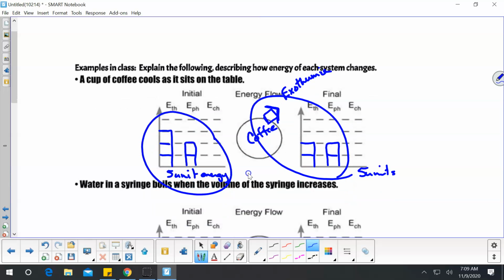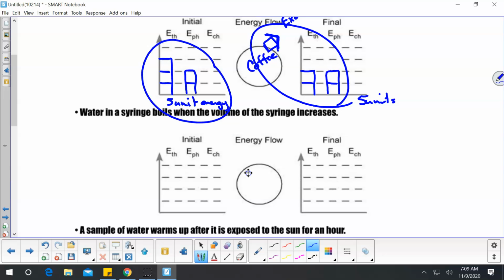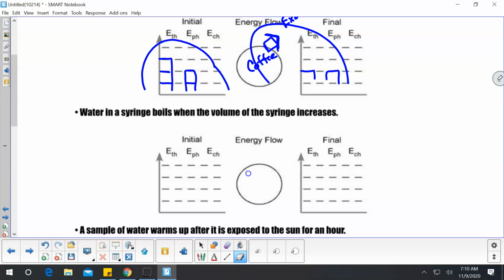Now, I want to look at another one. Water in a syringe boils when the volume of the syringe increases. This is a little different one. In this one, it's going to boil because of reduced pressure. If you decrease the pressure on something, it will boil because of that. It doesn't need a high temperature, so the temperature is staying constant. It is not changing. The temperature is constant, and it boils because of reduced pressure.